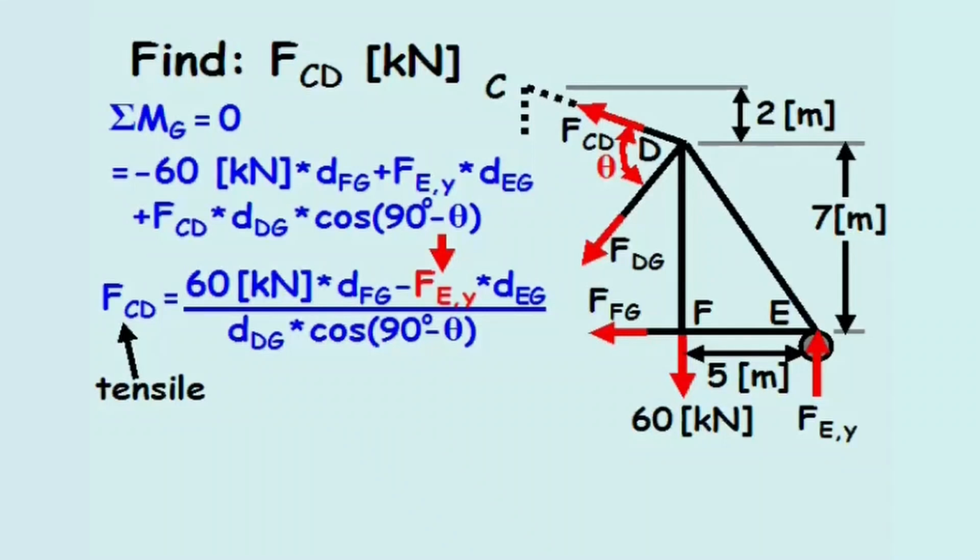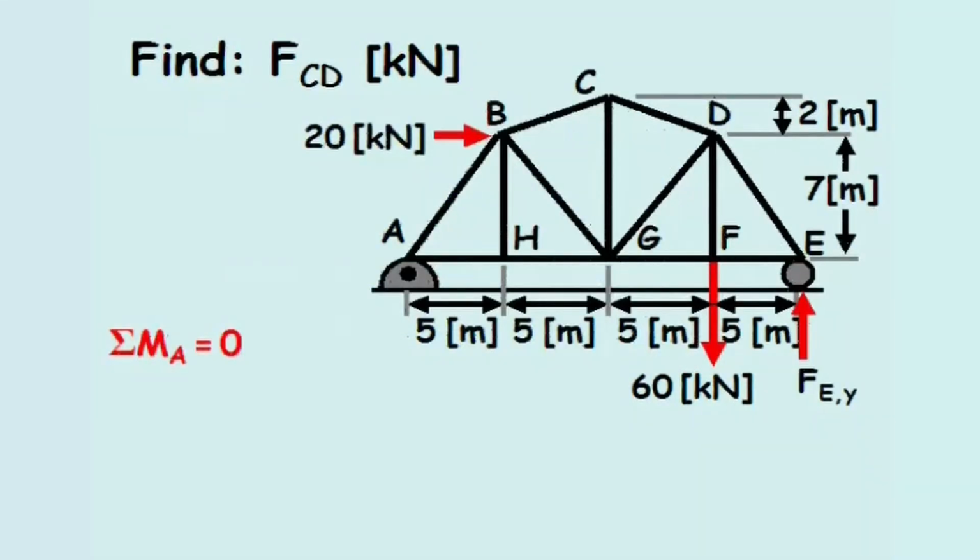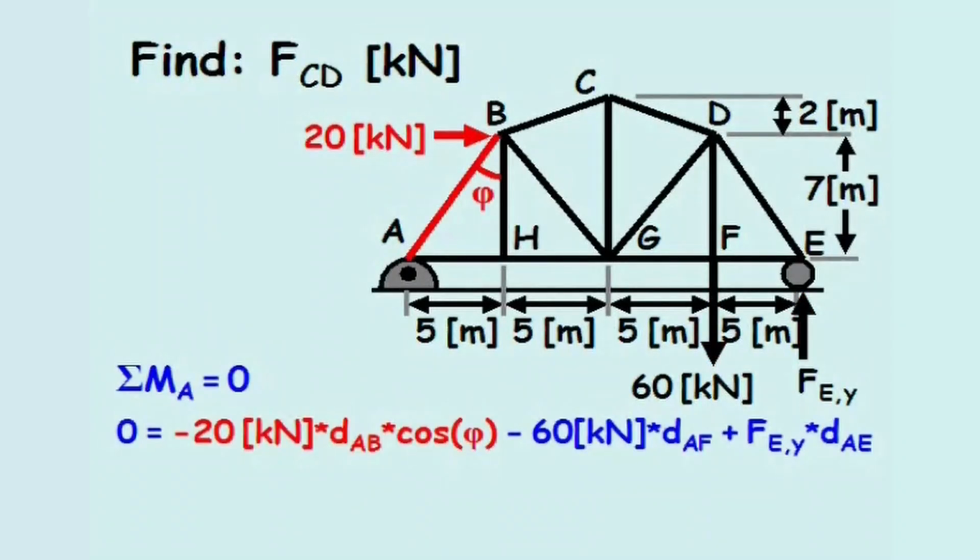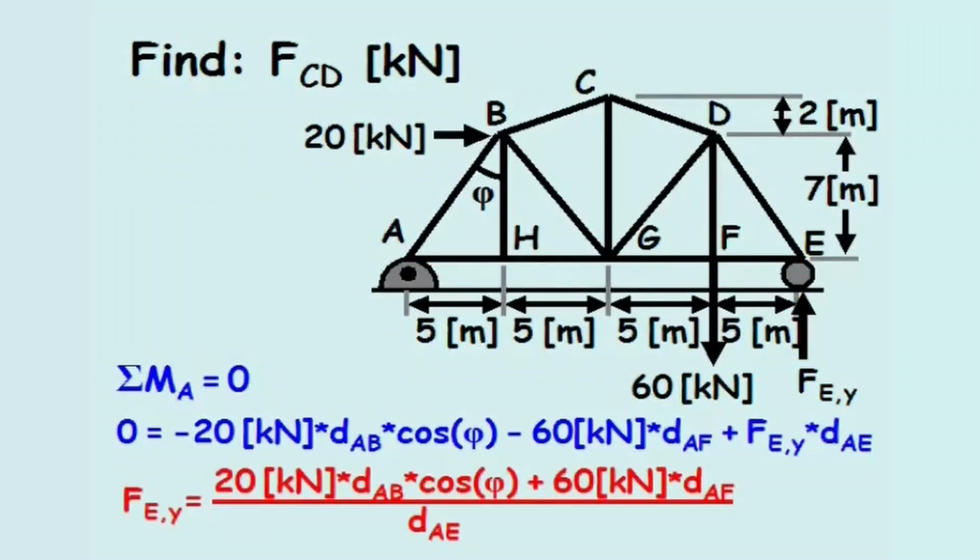To solve for the vertical force at joint E, we'll sum the moments about joint A, which includes the 20 kilonewton force at joint B, the 60 kilonewton force at joint F, and the vertical reaction force at the roller connection at joint E. Solving for the vertical force at joint E, we're left without knowing the angle phi or the distances between joints A and B, A and E, and A and F.